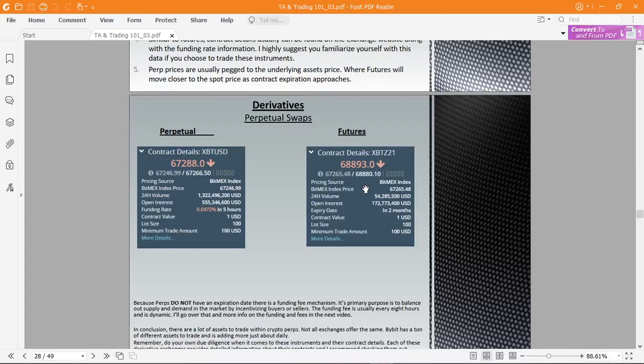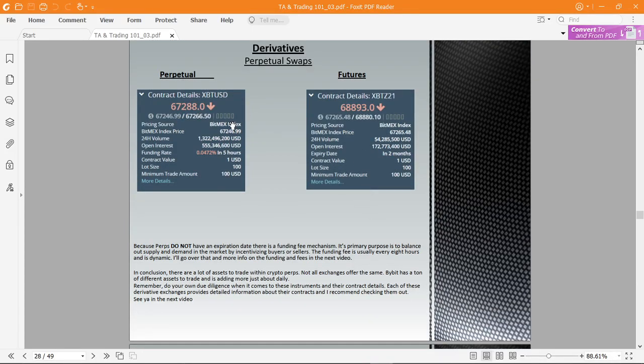Our next slide gives us a couple of snippets from BitMEX. So we have our perpetual contract here and our futures contract here. Both have the pricing source as their index, like we spoke about. Index price, a little bit different. Open interest, funding rate, and open interest is a topic we'll cover as well later down the road. It's actually important to my primary trading strategy.